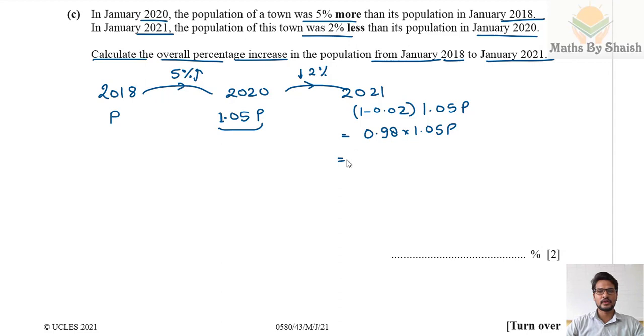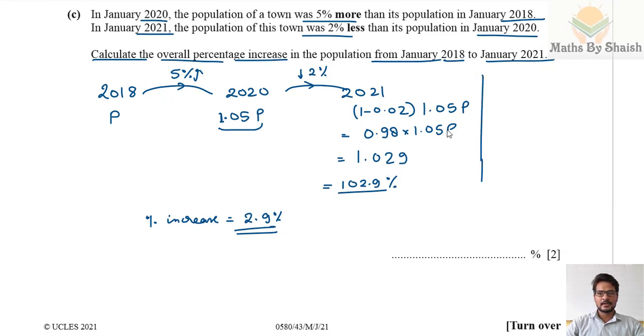So first of all we will calculate the final amount. 1.05 into 0.98 is 1.029, and in percentage it is going to be 102.9%. So the percentage increase is 2.9%. This is the final percentage increase in January 2021.